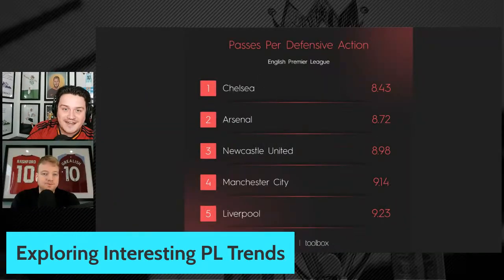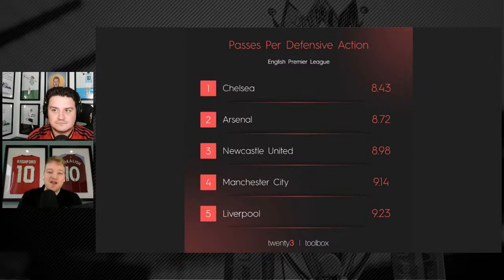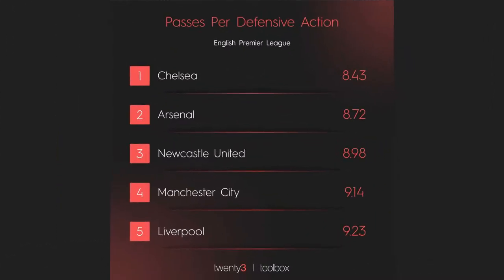Let's take a look at the first thing, and it's passes per defensive action. The teams at the top of this. I think maybe it'd be easiest to explain what it is and then what it stands for. Yeah, it's a bit of a mouthful of a statistical term, isn't it? Passes per defensive action, and really there should be another word on the end there.